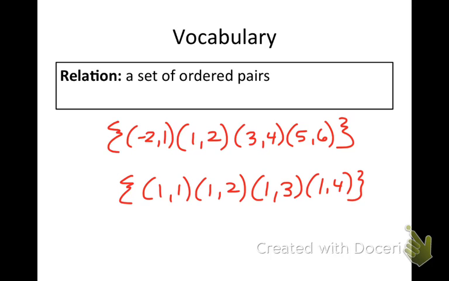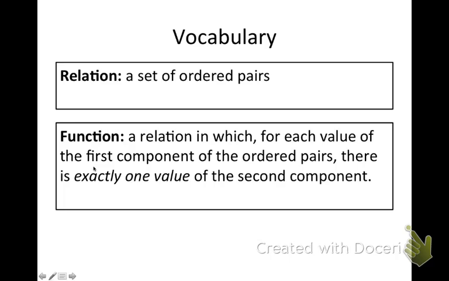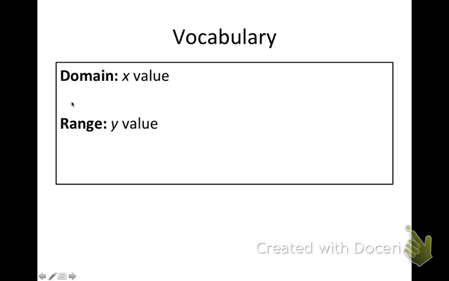So up here, which values would be my independent variables? -2, 1, 3, 5. What would be the dependent variables? 1, 2, 4, 6. Down here, my independent variable is just 1. My dependent would be 1, 2, 3, 4. We have special names for those. Remember what they're called? One starts with a D, the other starts with an R. Domain and range. Good. All right. Go back. Where is this? There it is. Domain and range.